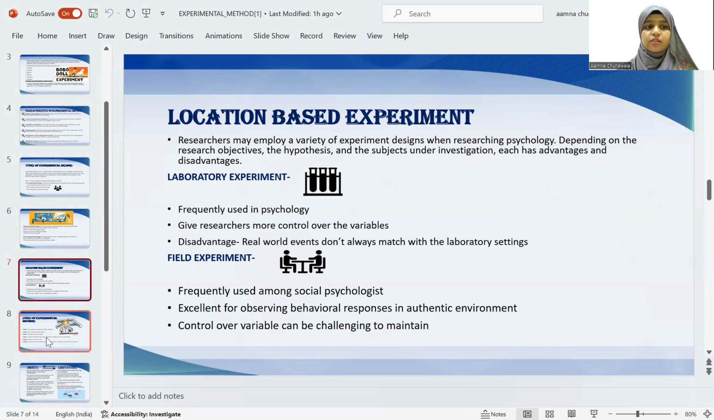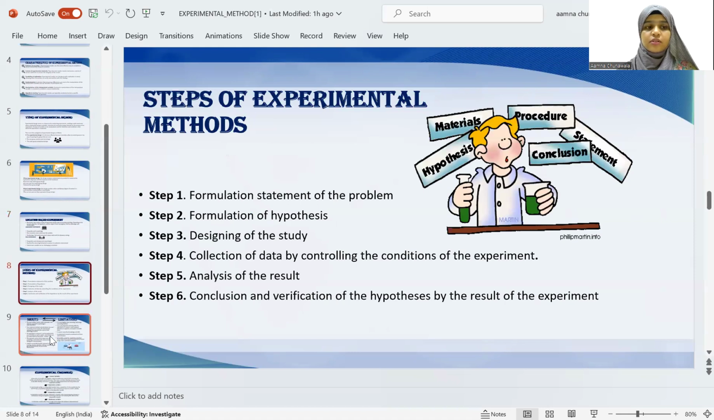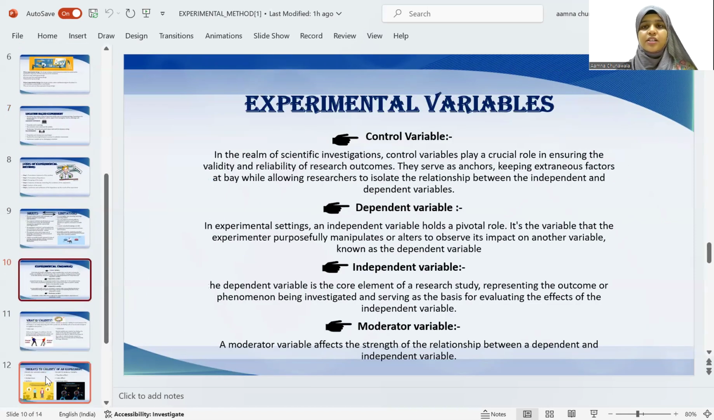Next, we will look at the different experimental variables. The first one that I'm going to talk about is the control variable. Now, in the realm of scientific research, control variables play an important role in order to ensure the validity and reliability of the research outcomes. They serve as anchors, keeping the extraneous factors at bay while allowing the researchers to isolate the relationship between the independent and the dependent variables.